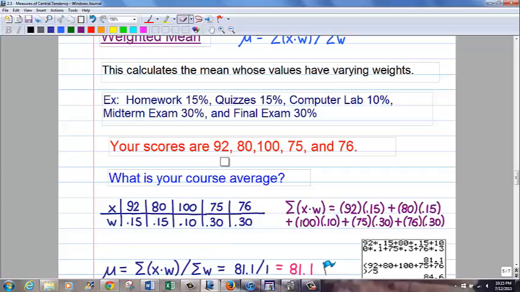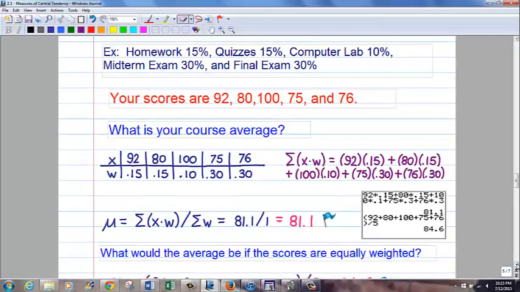So all you really have to do then is take 92 homework, multiply it by 15%. So here it is over here. 92 times 0.15. Then we have 80 times 0.15. Then 100 for the computer lab times 0.10. 75 times 0.3. And then 76 times 0.3. So you add those up, and then we'll divide by the sum of the weights, which is 1 for 100%. That's where that 1 comes from.